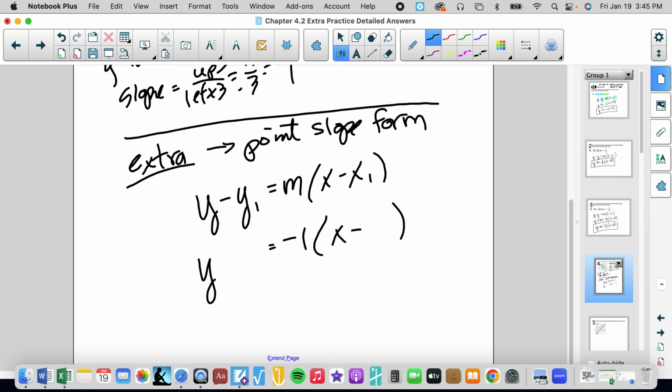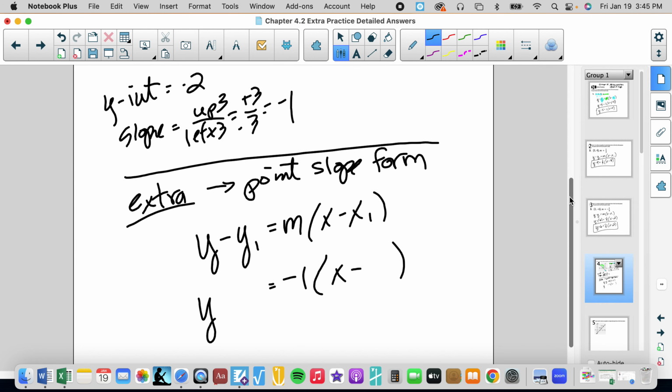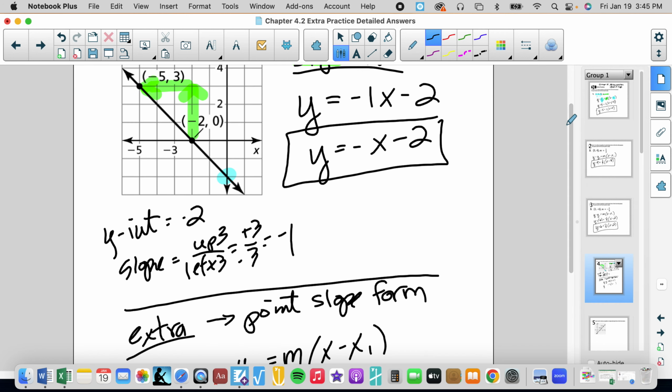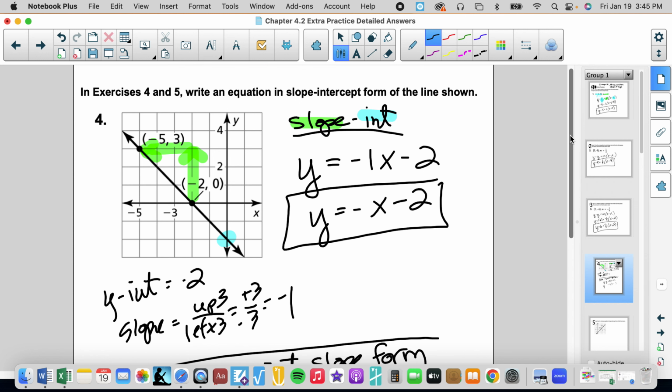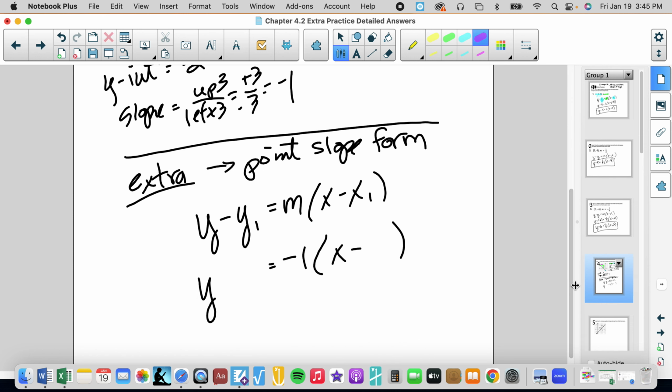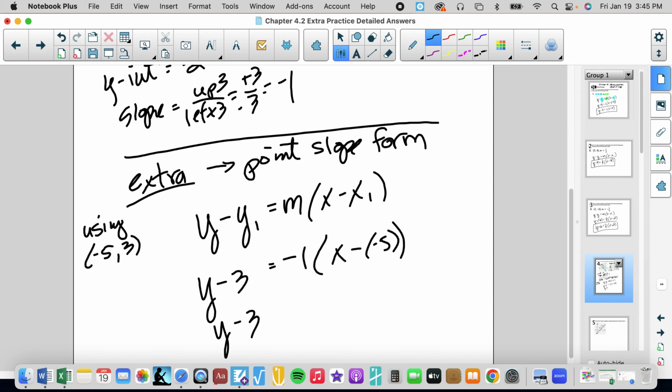The next question is, okay, what point are you going to plug in? Well, you can pick any point. I'm going to pick this point just for purposes, but we'll use negative 5, 3. Negative 5, 3 is going to be the point that we use. Using negative 5, 3, so y minus my y value, which is 3, equals negative 1 times x minus negative 5, which is my x value. We're going to simplify it.